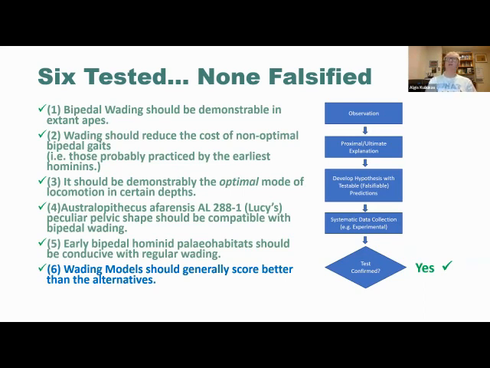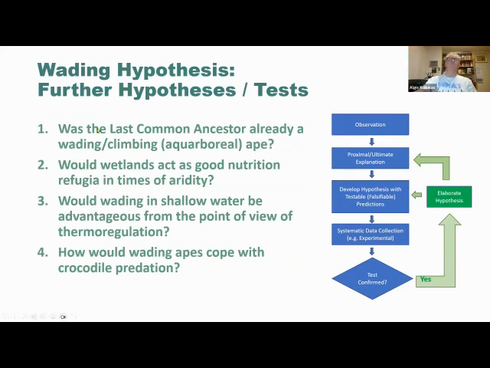And so that then leads to, well, what more could we do? And there's a number of very interesting questions that still need to be addressed. For instance, was the last common ancestor already a wading, climbing, in other words, arboreal ape? I think so, but we need to do some more testing there. Another one that Richard Wrangham would be very interested in, I think, is wetlands acting as a good refuge in times of aridity. And I must admit, that's something I didn't really look at, but there should be some good ideas there for studying that.